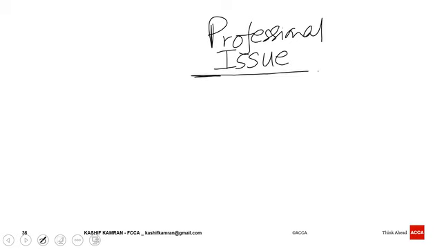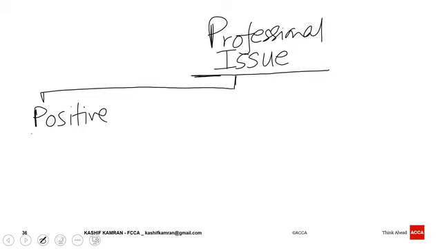Professional issues. Okay, professional issues. First of all, professional issues can be positive, and professional issues can be negative. Now, all of you will get confused with that. All of you say, how can a professional issue be positive and negative? Because a lot of you have not yet come out of clarifying yourself on professional issues. So let's do this exercise and see how you go about it.